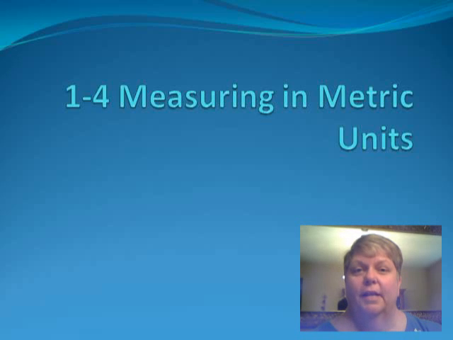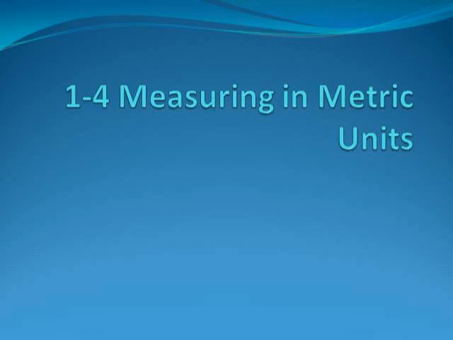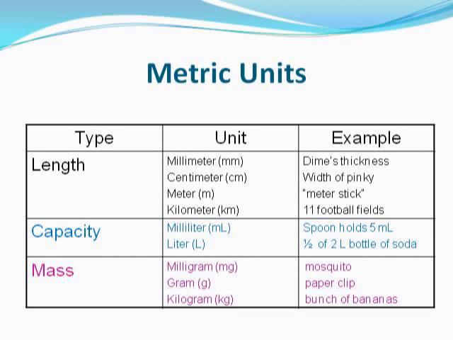All right, we're looking at lesson 1-4, or measuring in the metric system. And the first thing that you need to understand is what measurement types we have. In the metric system, when you're measuring length, you have 4 choices: millimeter, centimeter, meter, and kilometer. You can see their abbreviations right here in the chart.